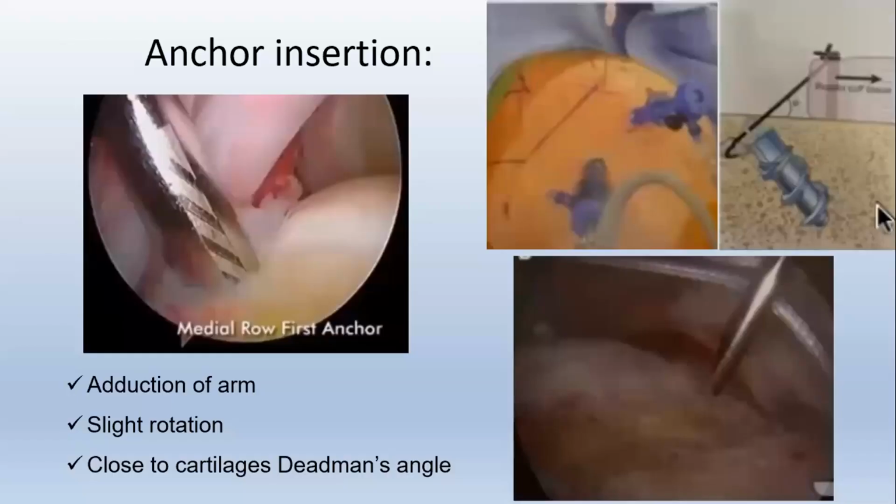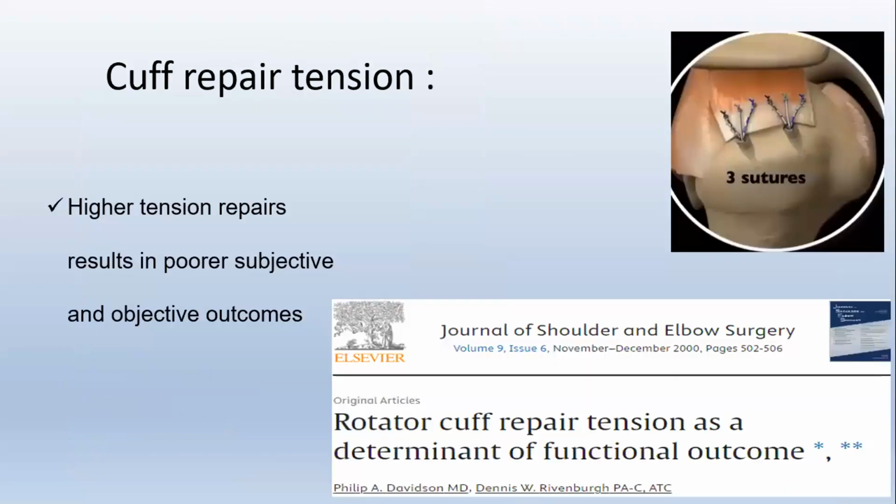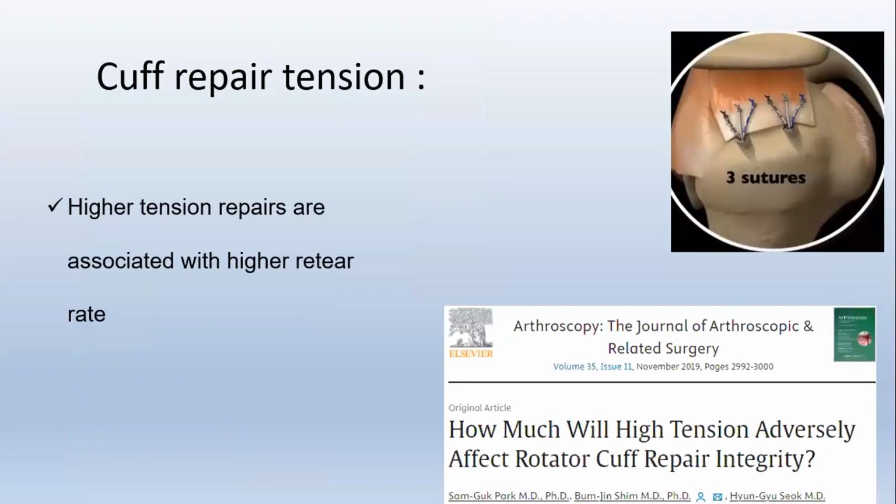So anchor insertion should be made at the dead man's angle of not more than 45 degree. And at the time of anchor insertion, the arm should be adducted and also slightly rotated so that the direction of the anchor will be ideal, and also it will be closer to the cartilage margin. So coming to the cuff repair tension, if the tension is higher, then it results in poor subjective and objective outcomes. And also, if the tension is higher, it is associated with a higher retear rate.